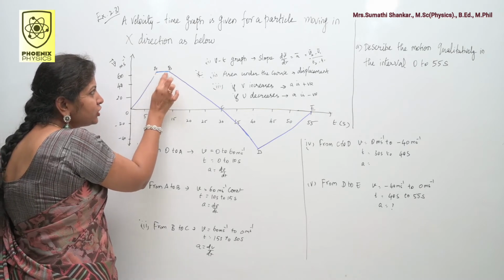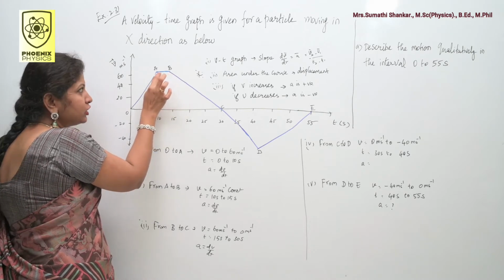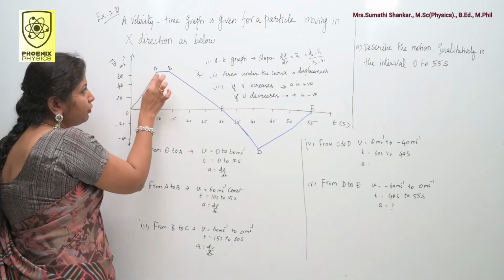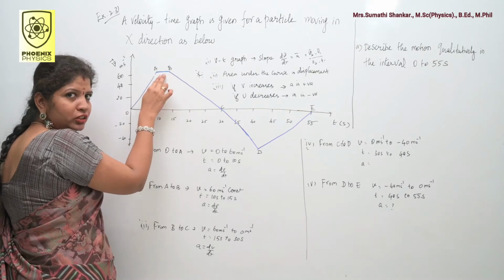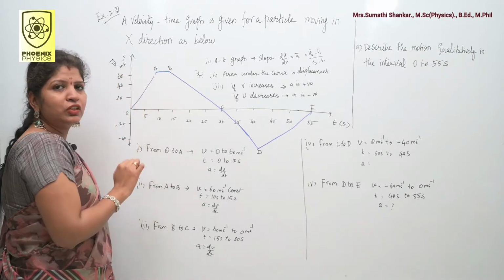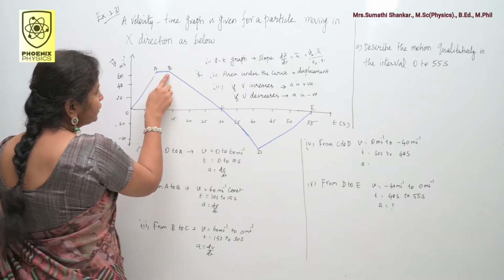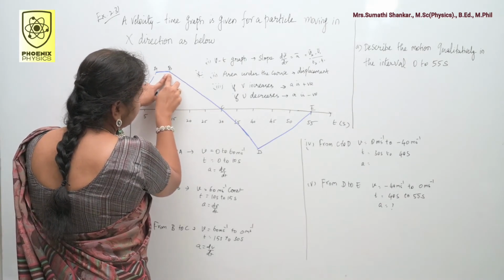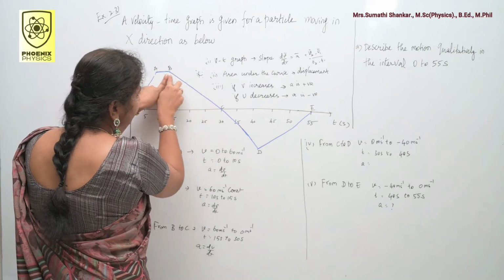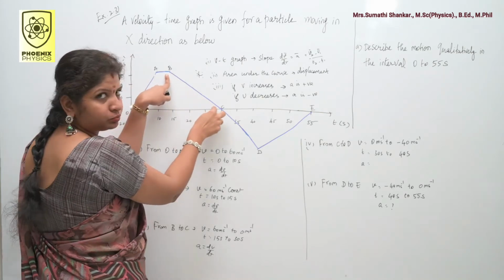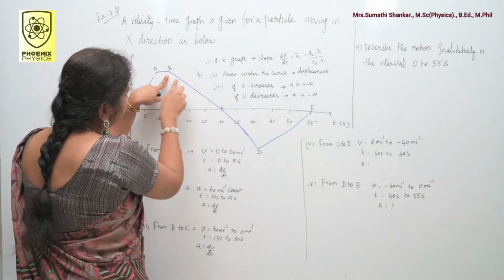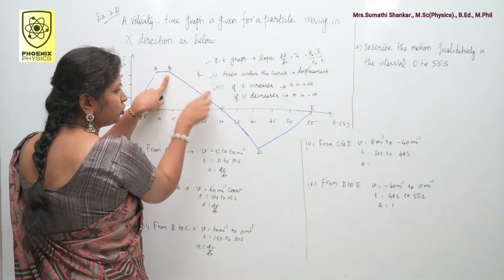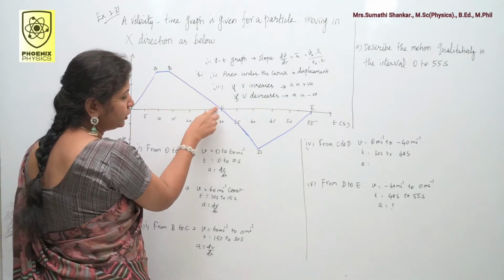Second part, A to B. Here the velocity is constant, right? So the value is 60 meters second minus 1. From A to B, the velocity is constant at 60 meters second minus 1. After that, the particle starts at B and reaches C. Here the velocity decreases. So velocity decreases from 60 meters second minus 1 to 0 meters second minus 1.